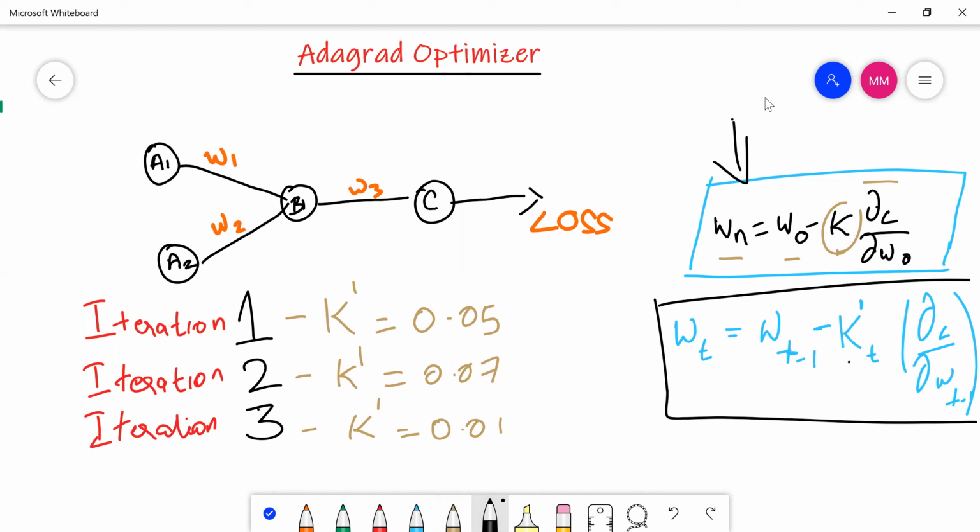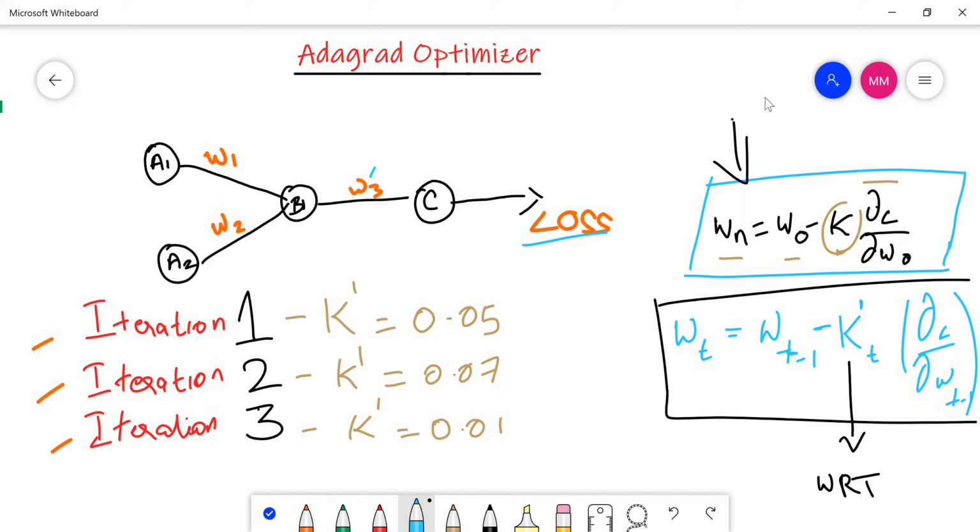In this equation, K_t is nothing but a learning rate. This will be the learning rate with respect to time. This learning rate will be changing for each and every iteration, as we are able to see here: iteration 1, iteration 2, and iteration 3. For example, we have a simple neural network over here. When we want to change the weight W3, we will be finding the loss function. When the loss is high, we will be back propagating. In back propagation only, the weights will be updating.